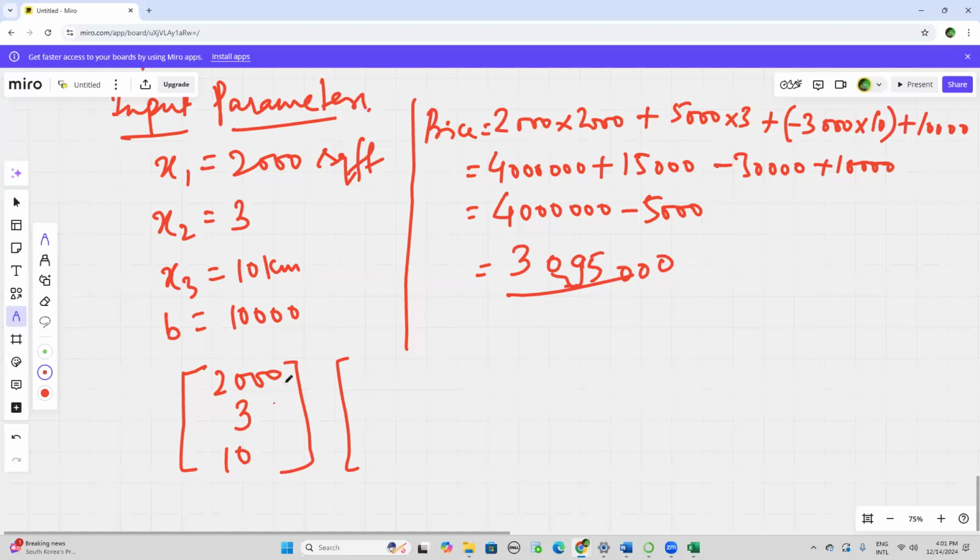So for 2000 square feet, what weightage are you giving here? 2000. For 3 you have given weightage 5000. For 10 you have given weightage minus 3000, right? So now you can multiply this. So this will be multiplied by this, right? Correct. So similarly, then we have to do all those multiplications, right?